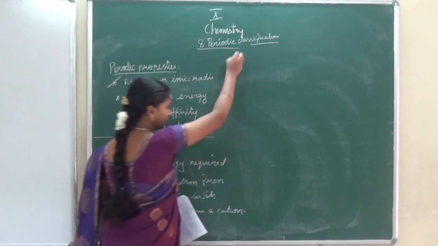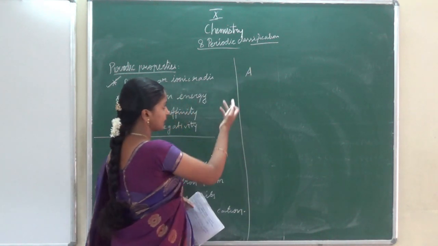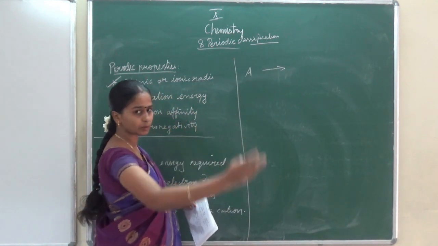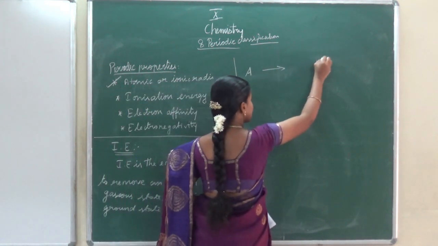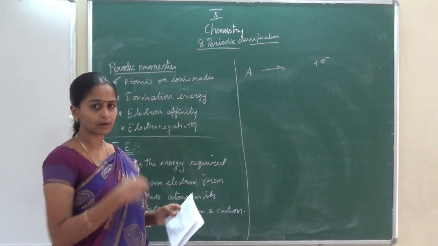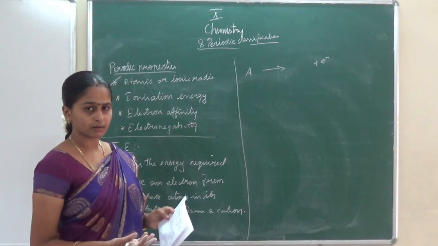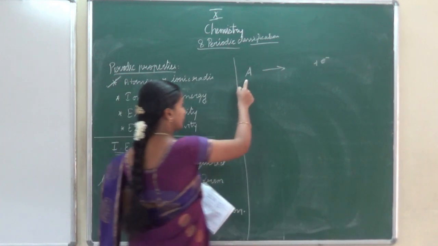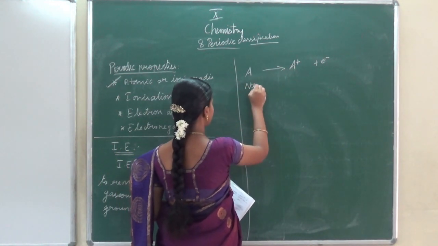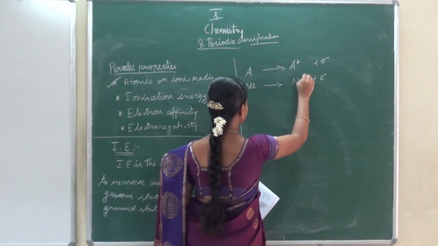So here one neutral atom is there, any atom. Let me take here A. From the atom we have to remove one electron, so loss of electron. When an atom loses an electron, it will become cation or anion? Good, it will become cation. A will become A plus. Just one example, sodium, when it loses its electron, it will become Na plus.